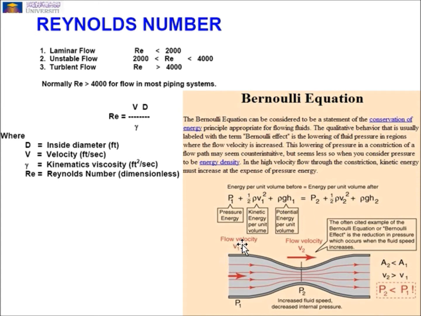So flow velocity V1. When it passes through a narrow space, the velocity will increase. So that's why V2 is larger than V1, because the space is narrower. When you make the space smaller, the flow becomes faster. Where A2 is smaller than A1. Look at this, the surface area A2 is smaller than A1. And P2 is smaller than P1, right?